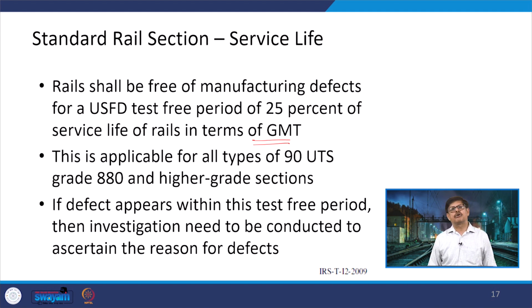This is applicable for all the rail types which are of 90 UTS sections or grade 880 or more than grade 880. Grade 880 is the grade of the steel which we are using in the manufacturing of the rail. Now, if a defect appears within the test free period, then investigations need to be conducted to ascertain why these types of defects have appeared. That is another thing which is to be taken care of. The first thing is to be ascertained with respect to the manufacturer.